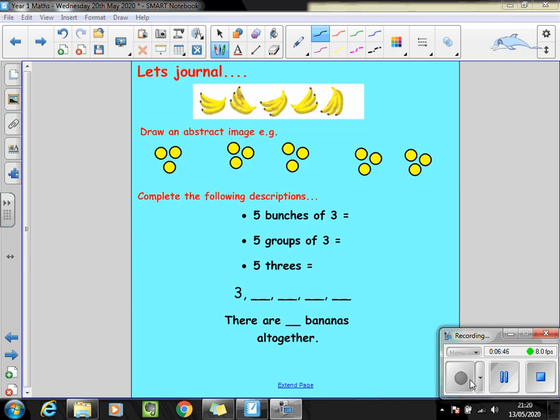Now for your journal today, I want you to think about the bunches of bananas. On your worksheet, if you've printed it from the website, or just in your book, I want you to draw an abstract image of those bananas. So I don't want you to draw bananas, I want you to draw something very simple and abstract to represent those bananas. I've done an example here for you. 1 bunch of bananas, 2 bunches of bananas, 3 bunches of bananas, 4 bunches of bananas, 5 bunches of bananas. And then with your adult, can you complete the following descriptions to show those bananas?